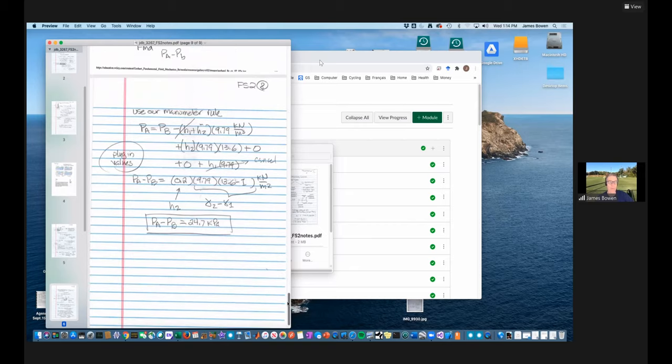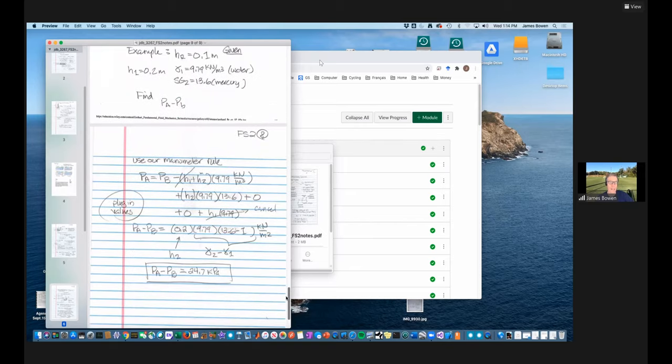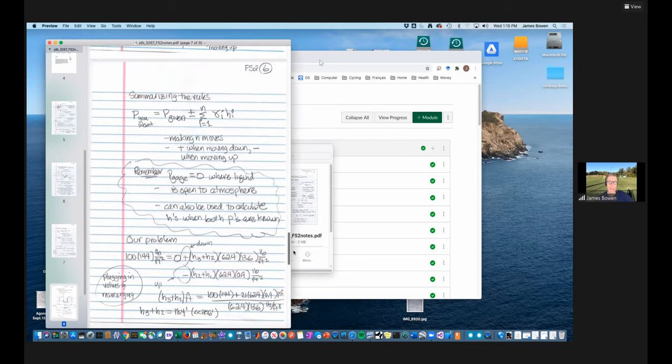In the lecture, one is to calculate the difference in pressures from two locations that are at the same elevation. You're using the height of this manometer to determine a pressure difference. And you then use that pressure difference to calculate how much flow is going through the pipe. And then there's another one here.